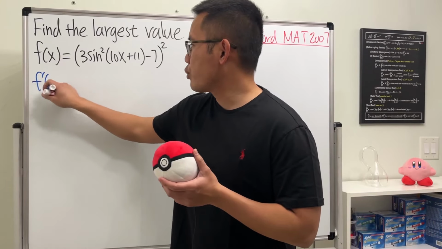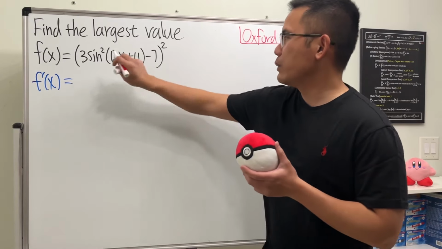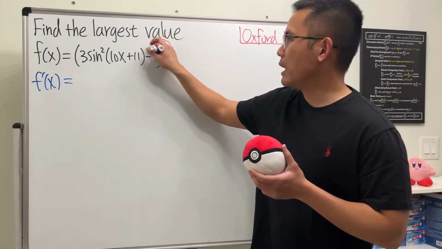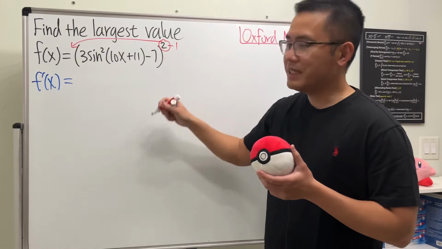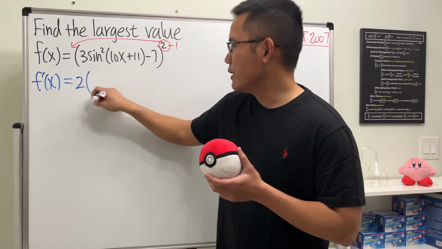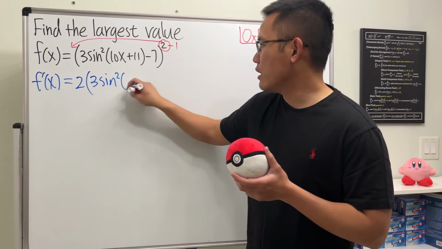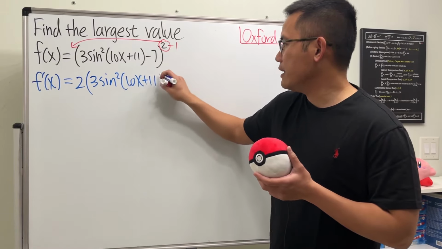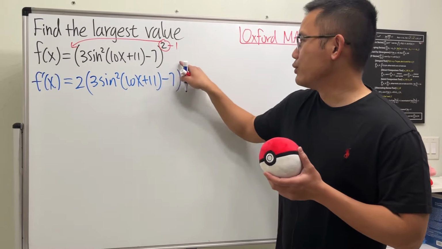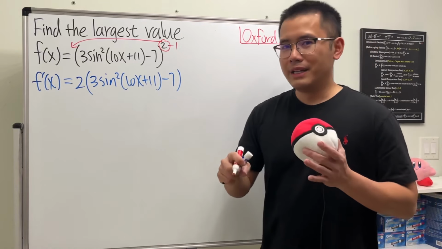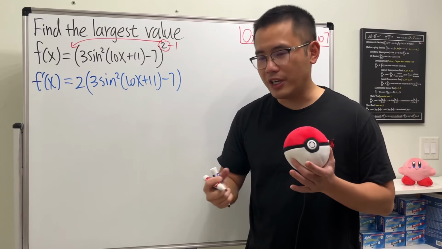Here we go, f prime of x. Of course, we see that we have this to the power, so bring the power to the front, and then minus 1. And then right here, we just get 2, you keep the inside, right? So we have 3 sine square of 10x plus 11, and then minus 7, and then 2 minus 1, just 1. Okay, next we will have to use the chain rule, right?